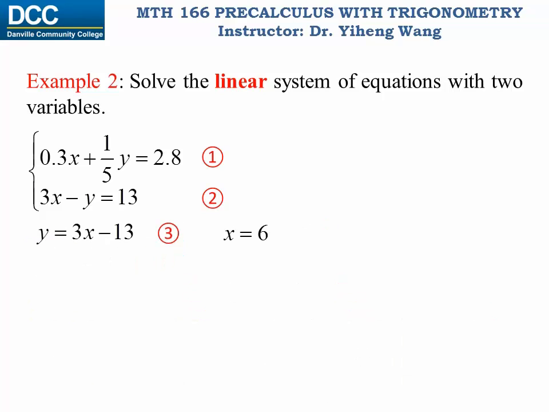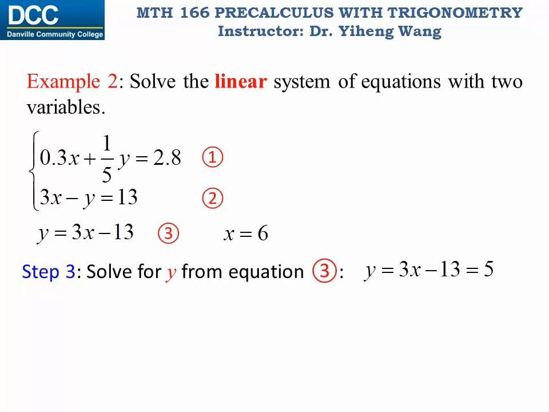And for the last step, we solve for y from equation 3. Since x equals 6, and according to equation 3, y equals 3x minus 13, therefore y equals 5. So this pair of numbers, x equals 6 and y equals 5, is the solution to this linear system of equations. And you can substitute these two numbers back into the original equations and double check to see if the two equations are satisfied simultaneously.